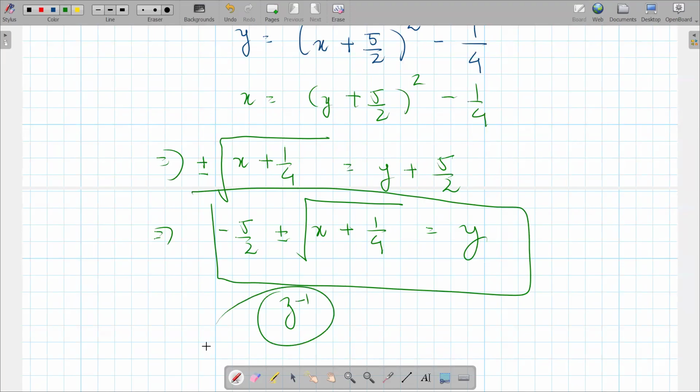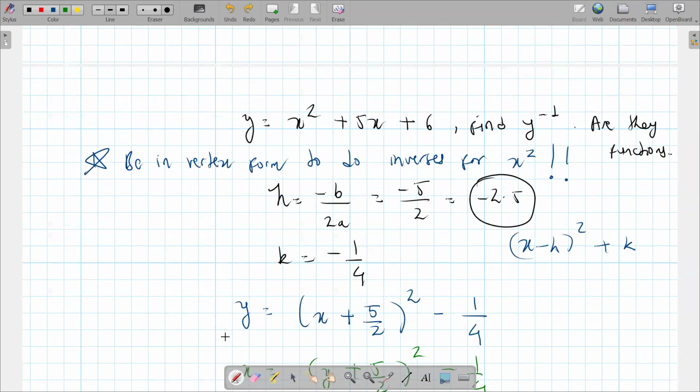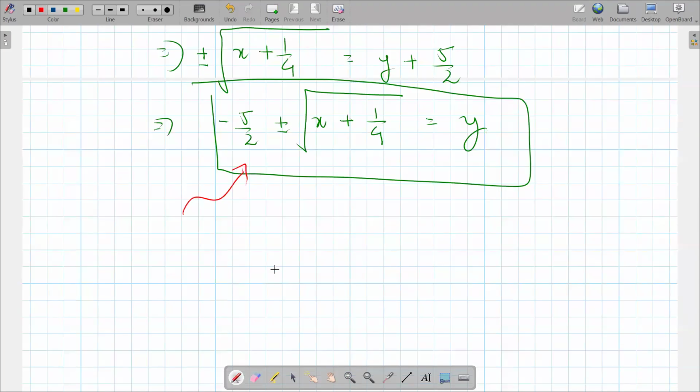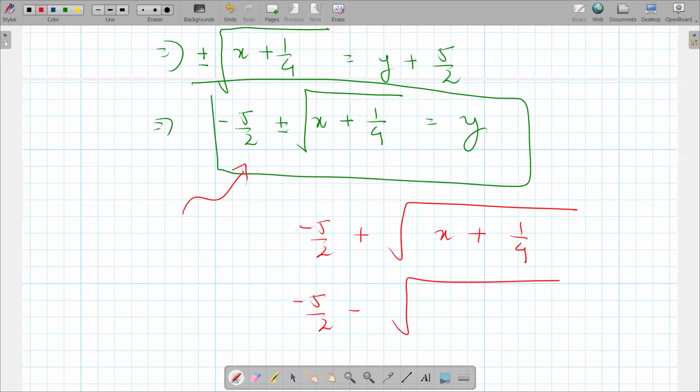There you go, and that's your y inverse. That's the inverse function. There's something special about this inverse function. The quadratic is obviously a function, so let's not even worry about it. Let's try and decipher whether or not this is a function. What do you think? It's not. You'll see that this is made up of two functions. It's made up of -5/2 plus the root of x plus 1/4, and it's made up of -5/2 minus the root of x plus 1/4.